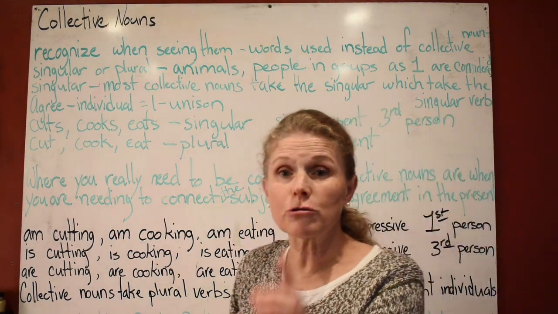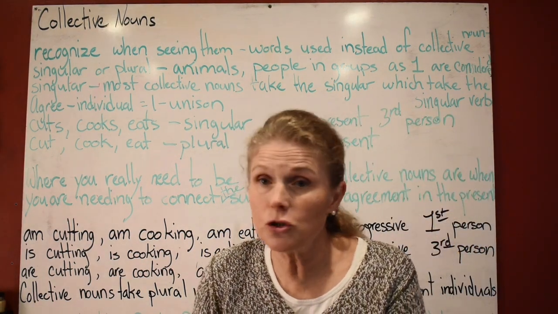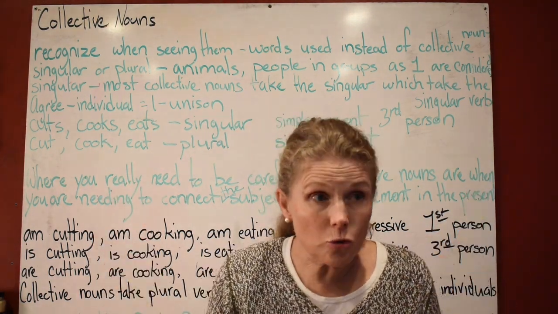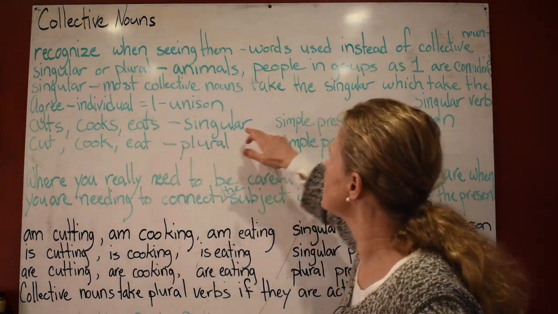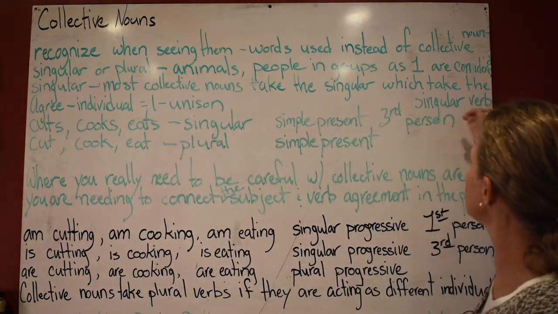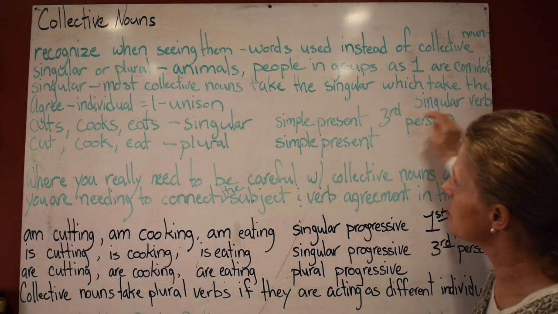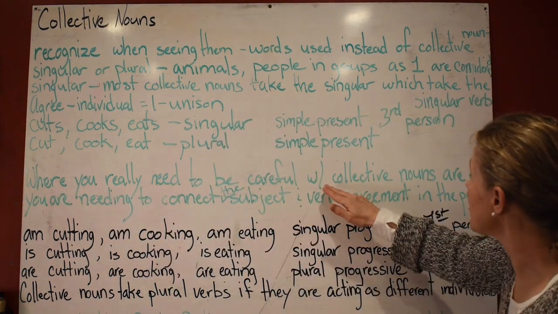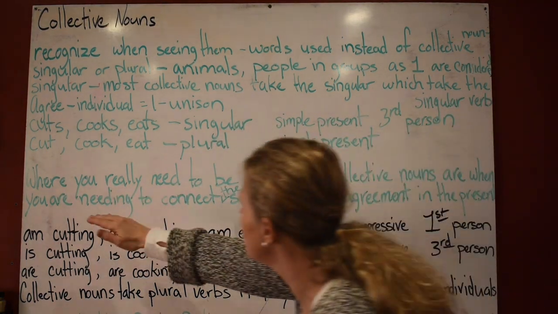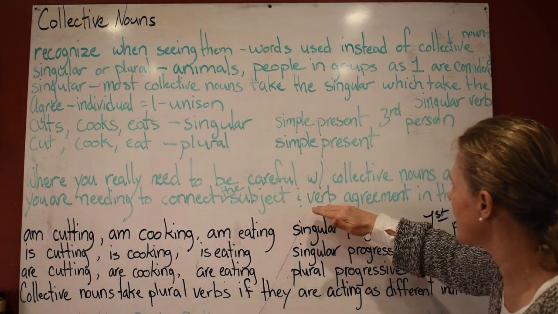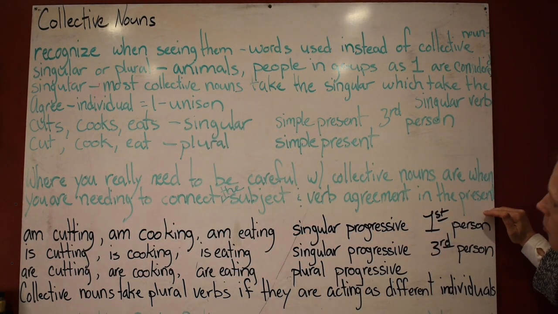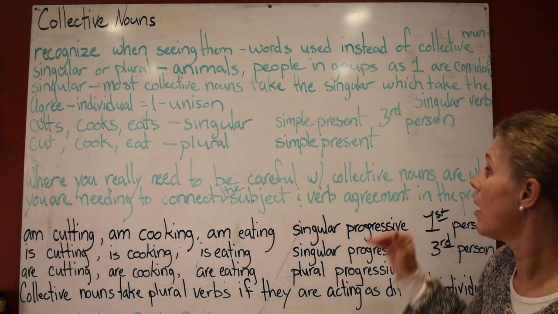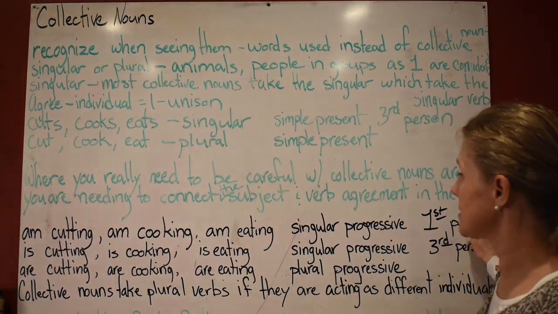But you have to make sure you're doing it correctly. You can't just use either. There is a rule that you need to know, and you have to use them correctly. The S in the simple present hits in third person. Where you really need to be careful with collective nouns is when connecting the subject and the verb agreement in the present. So be very careful that you are connecting those right in the present.